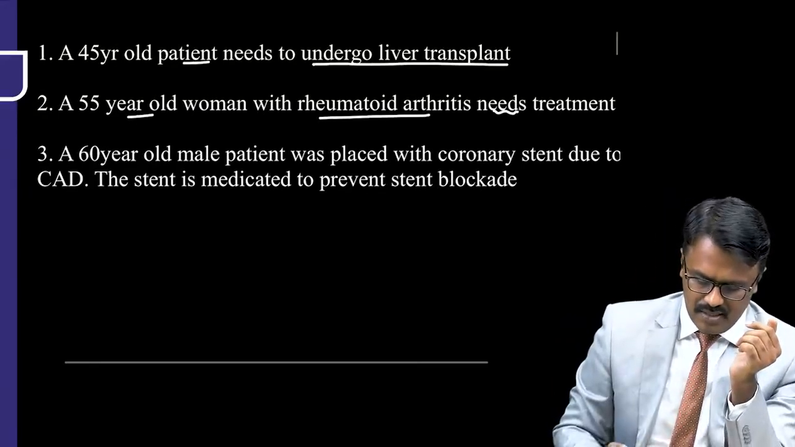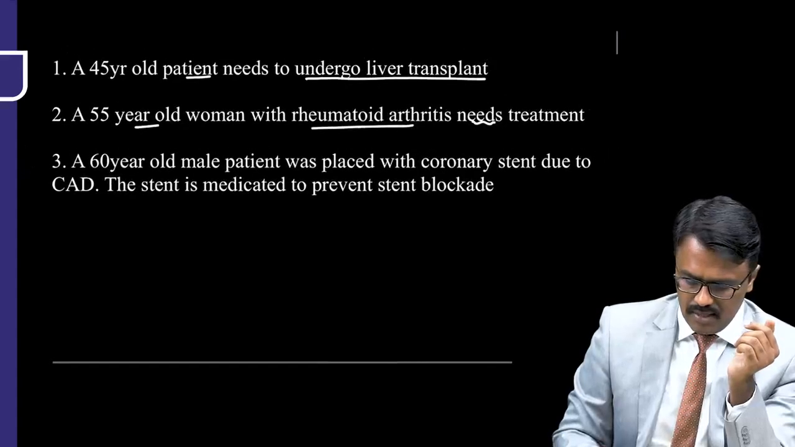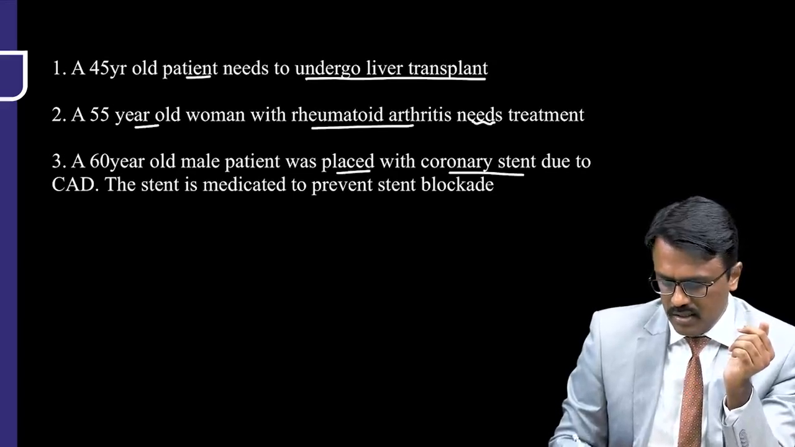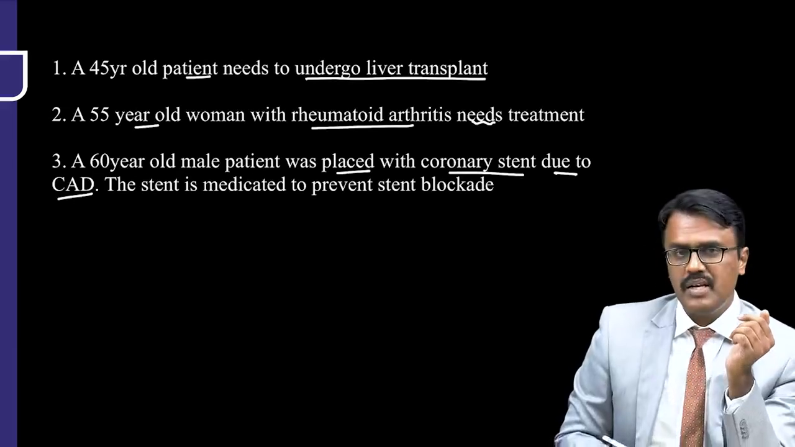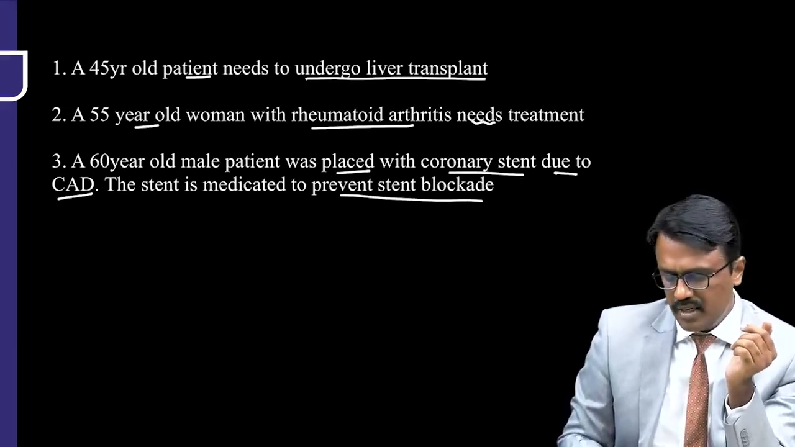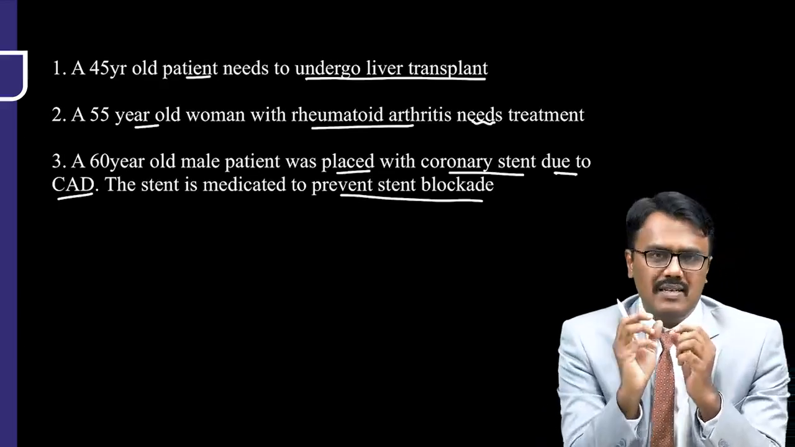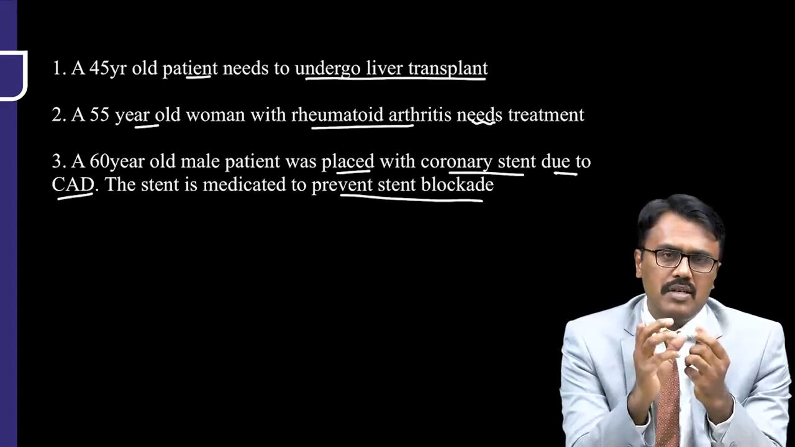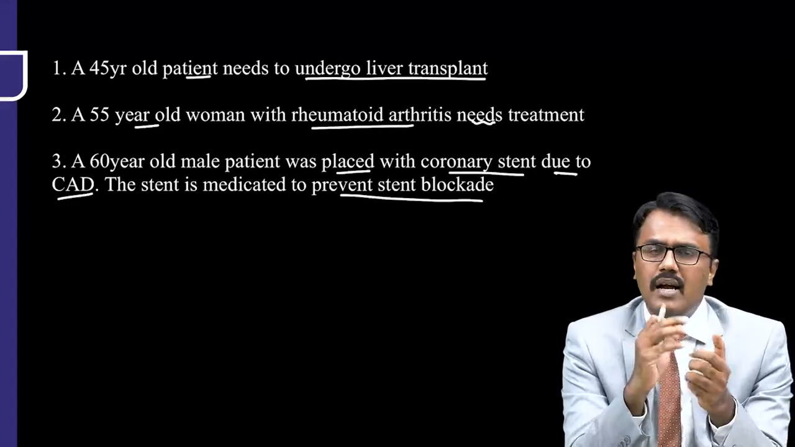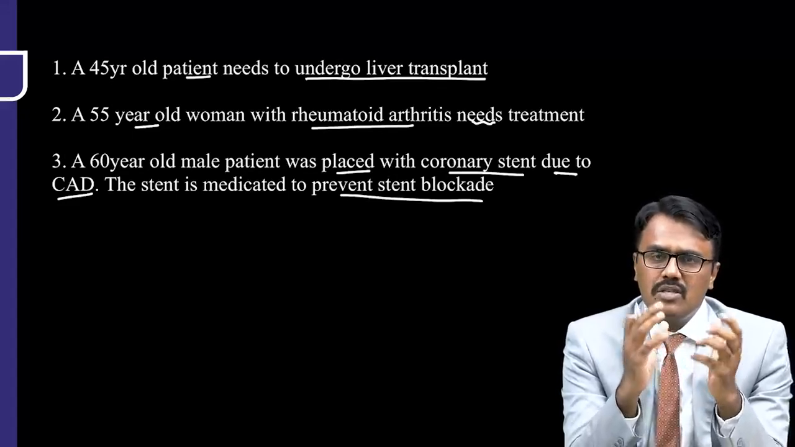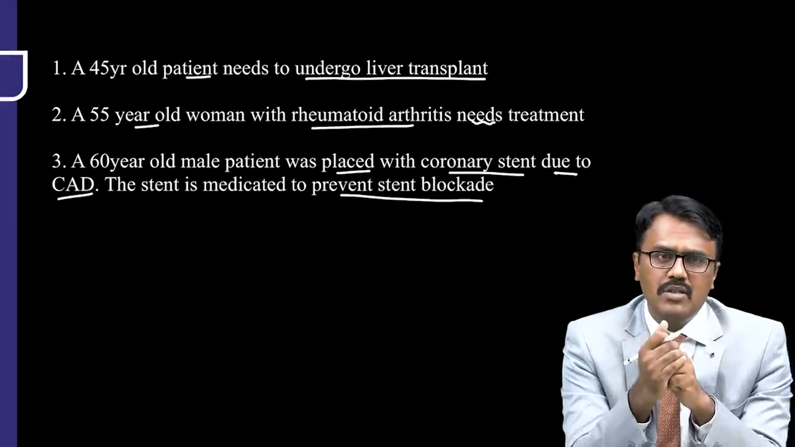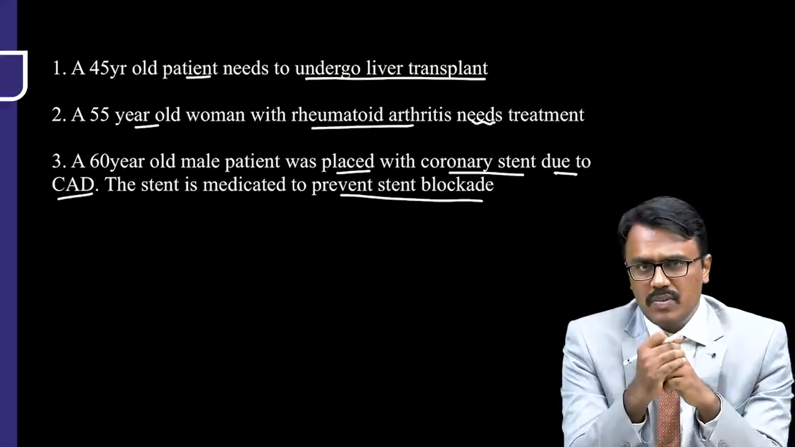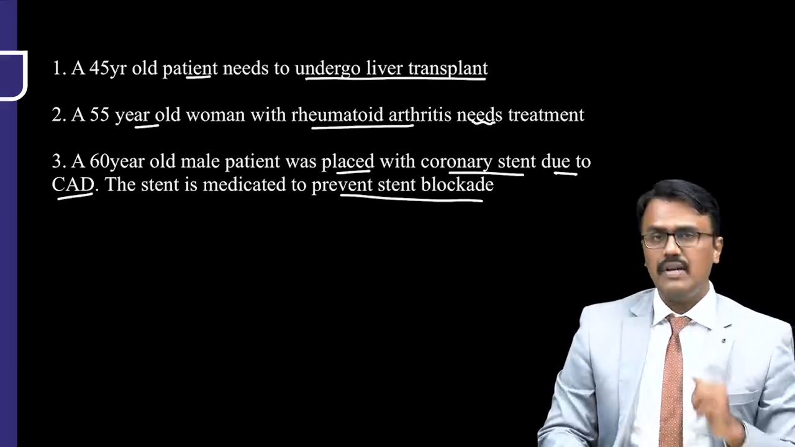A third patient is a 60-year-old male patient and he has a coronary stent due to coronary artery disease. The stent is medicated to prevent stent blockade. Now, what happens when you put a stent in the coronary artery? Stent is a foreign object. Now, when you put a foreign object, the immunity will mount a response on that and there will be stent stenosis or the stent will get blocked. So, how do you prevent that? Is there any medication to do that? We'll understand that in this topic. So, let us start our journey.